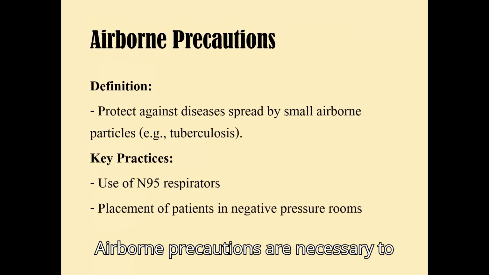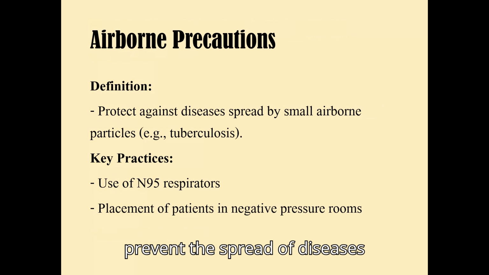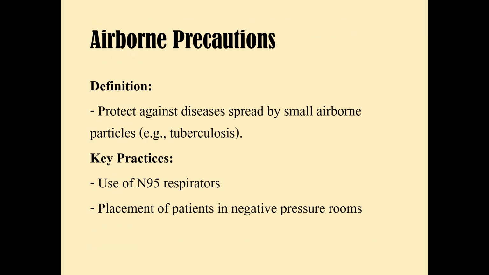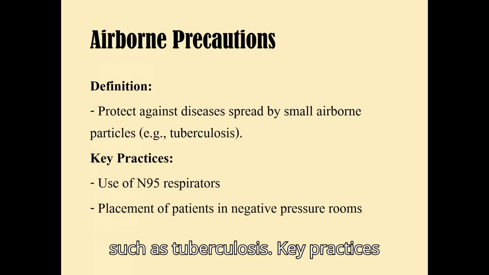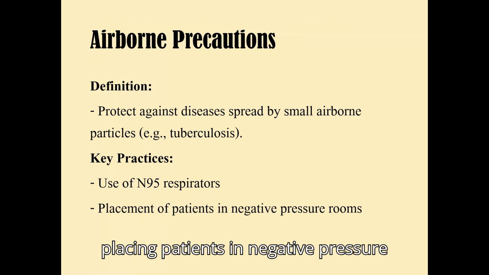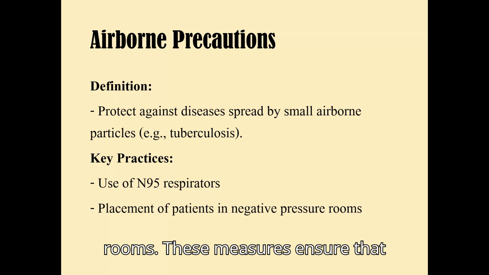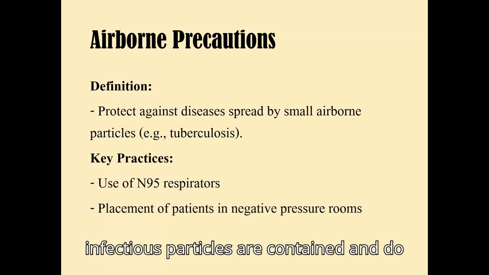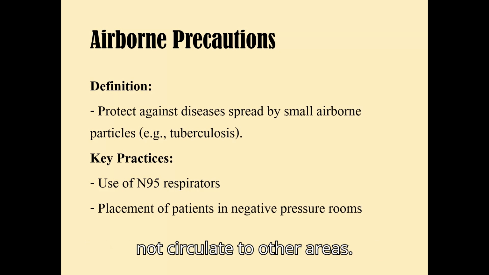Airborne precautions are necessary to prevent the spread of diseases transmitted by small airborne particles, such as tuberculosis. Key practices include the use of N95 respirators and placing patients in negative pressure rooms. These measures ensure that infectious particles are contained and do not circulate to other areas.